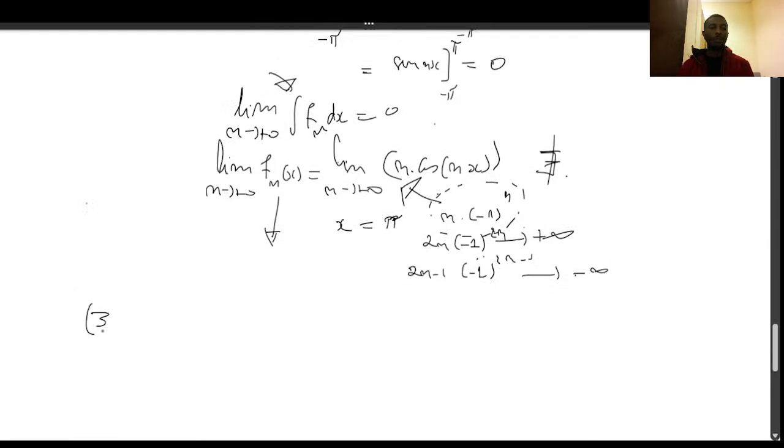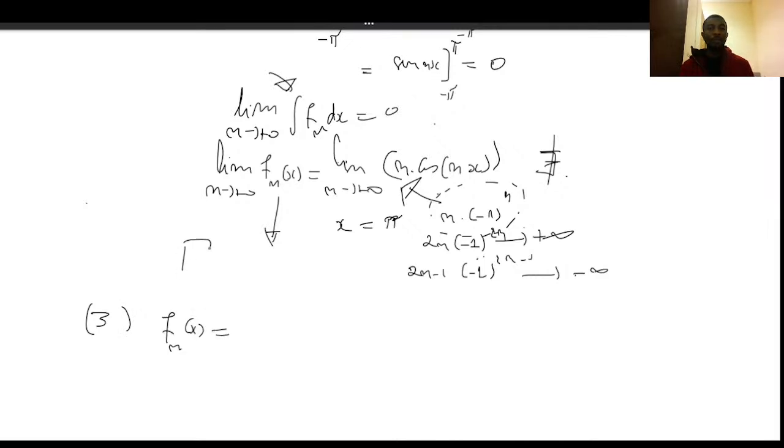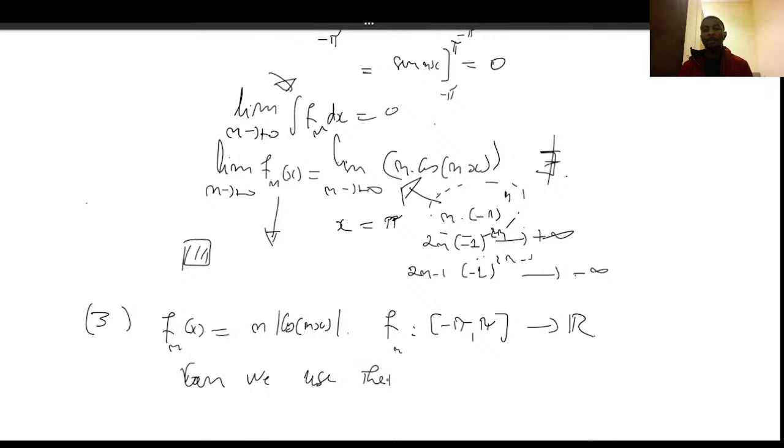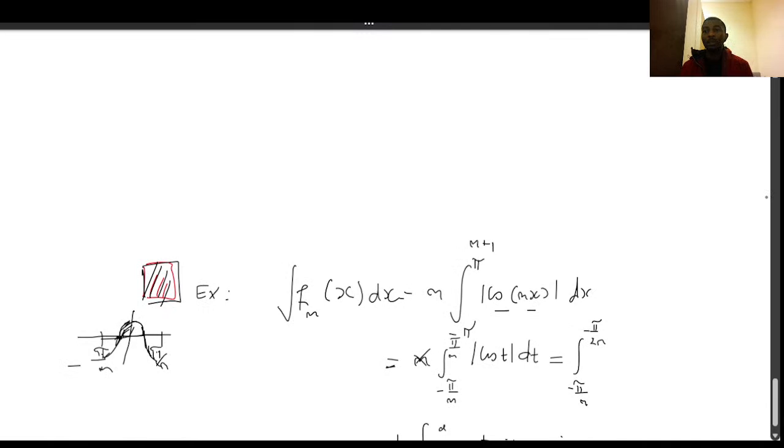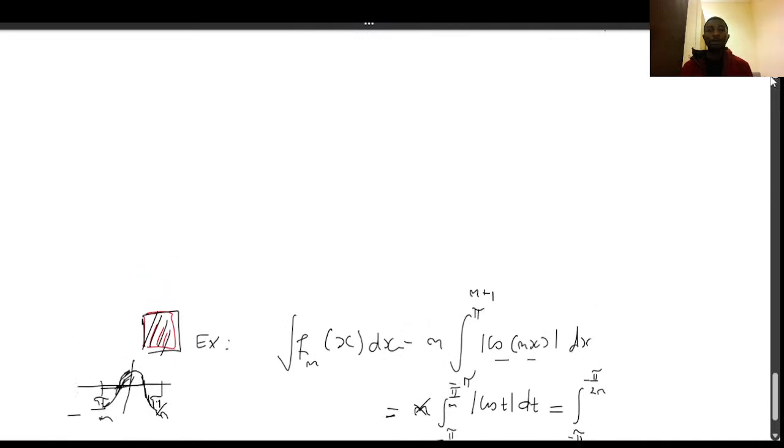Let's take a third example. The third example is fn of x equal to n times the modulus of cosine of nx. We define it from the interval minus pi to pi to the real numbers. So we have to see, can we use the Beppo Levi theorem? The same question. This is the same question that we are going to solve now. Let's see what we can do.